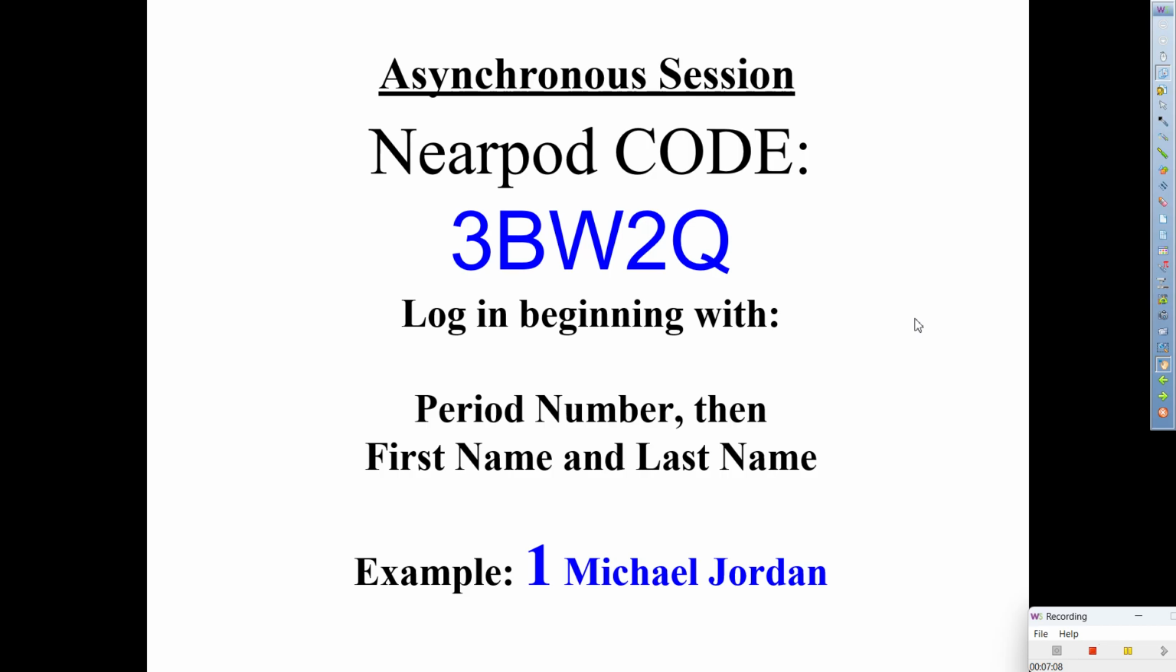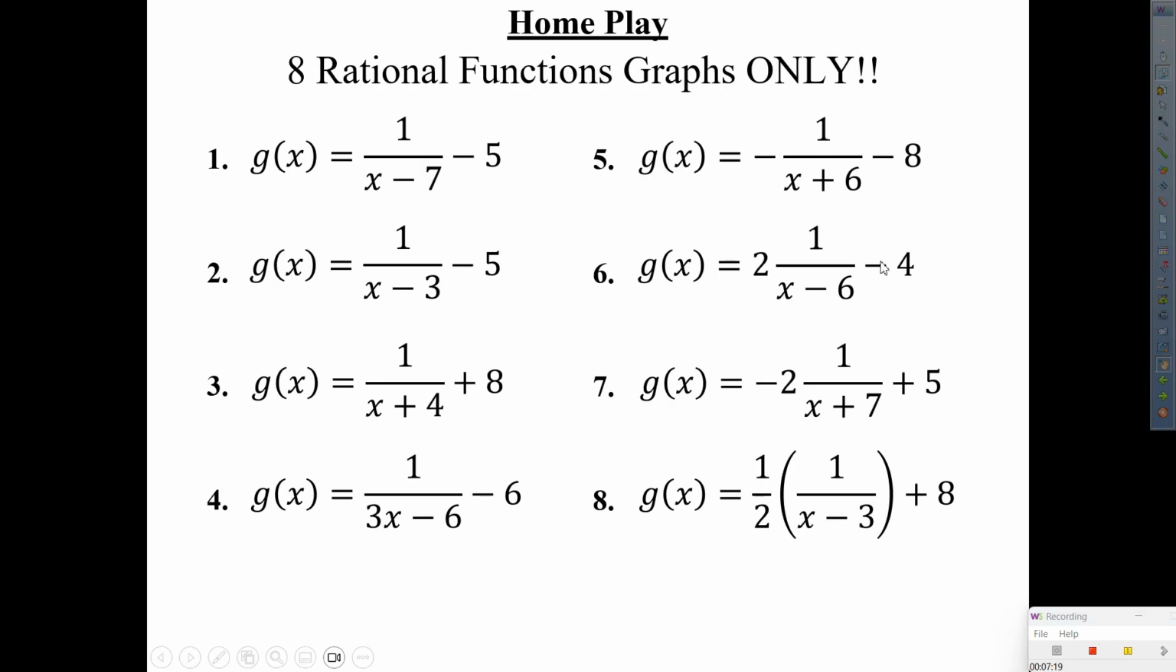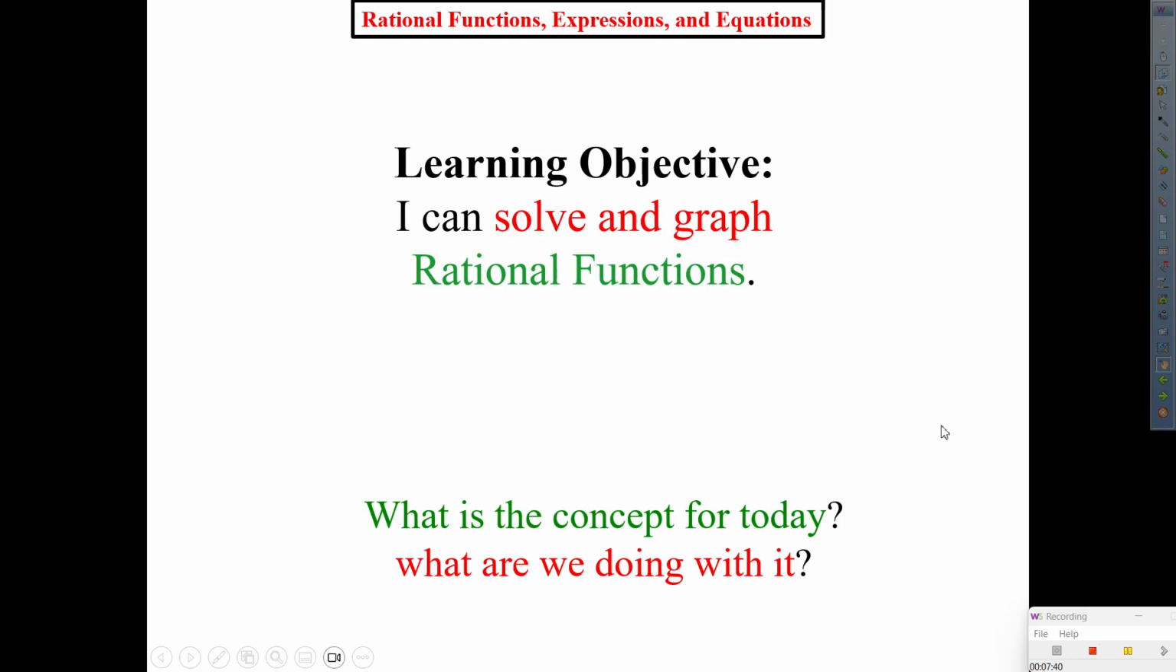All right, here we go. So your home plate. There it is on the screen, very similar to one that I left you guys already. However, today, guys, I'm gonna try to make it a little bit easier to graph than the other ones that we did. That took us a little bit longer, and because we're transferring now into transformations. All right, here we go. I can solve and graph rational functions.